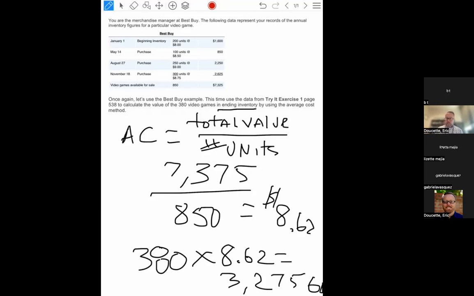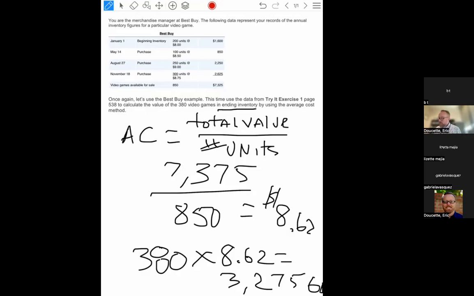So $3,275.60. That would be my ending inventory value. So I think the average inventory cost is the easiest because you're just basically taking the total amount and you are dividing it by the number of units, and that's going to give you your total.